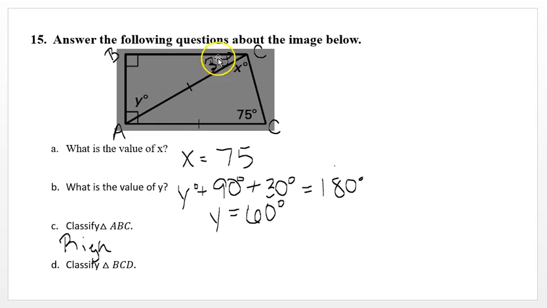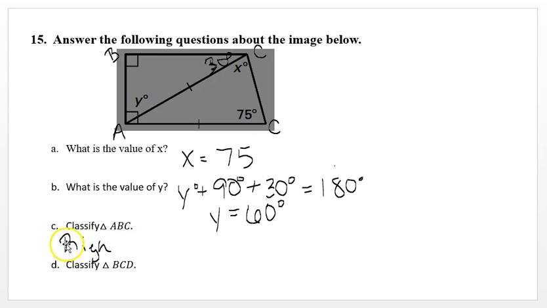So using that this is 30 degrees, this is 90 degrees, what is y? Well, with this triangle right here, use our triangle sum theorem, add up all of your angles, and set it equal to 180 to figure out what this measurement is equal to. So y plus 90 plus 30 is equal to 180. y is equal to 60 degrees.